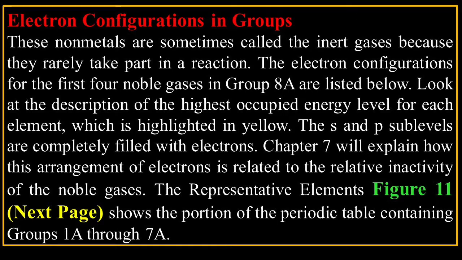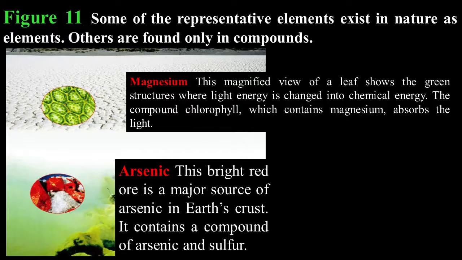The representative elements. Figure 11 on the next page shows the portion of the periodic table containing groups 1A through 7A. Some of the representative elements exist in nature as elements. Others are found only in compounds. Magnesium: the magnified view of a leaf shows the green structure where light energy is changed into chemical energy. The compound chlorophyll, which contains magnesium, absorbs the light.